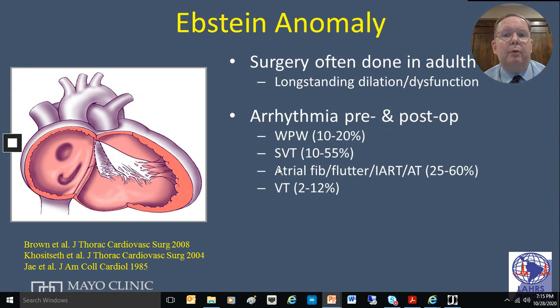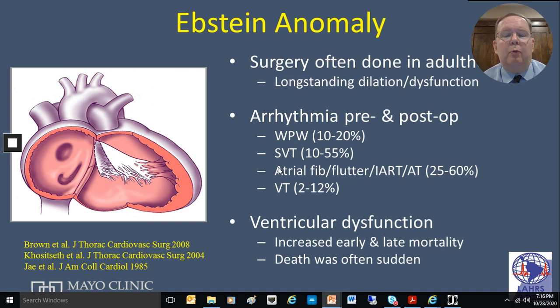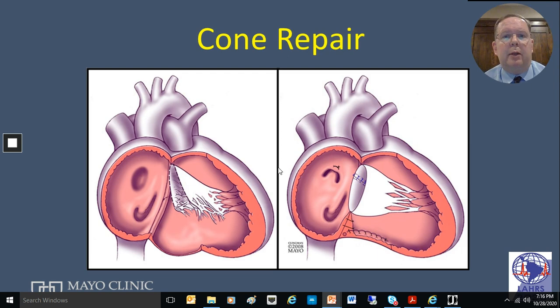Arrhythmia pre and postoperative, we see Wolff-Parkinson-White in about 10 to 20%, SVT in 10 to 55%, and atrial fibrillation or flutter in 25 to 60%. One of the things that we're beginning to realize is VT is a real problem, and we see this in around 2 to 12% of patients with Ebstein's anomaly. With the ventricular dysfunction that we see as a native function of this disease, we do see ventricular dysfunction develop later. We can see increased early and late mortality, and death is often sudden in patients who have ventricular failure. This applies to both left ventricular failure as well as right ventricular failure.